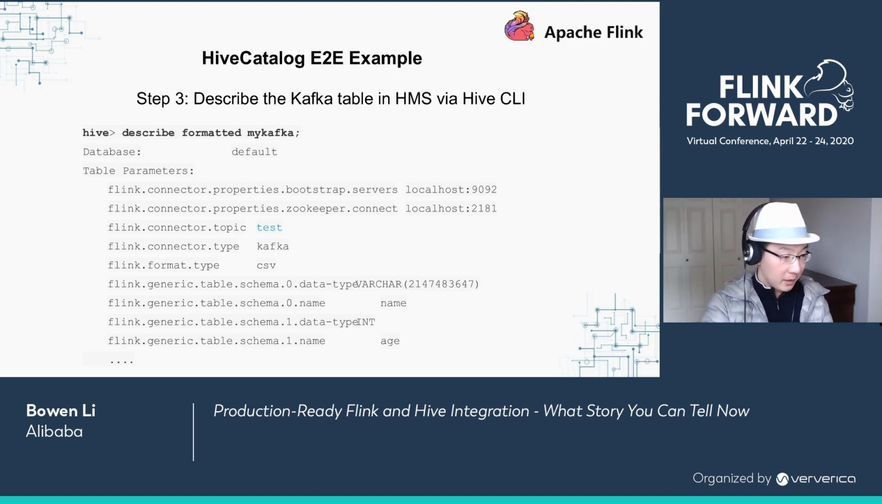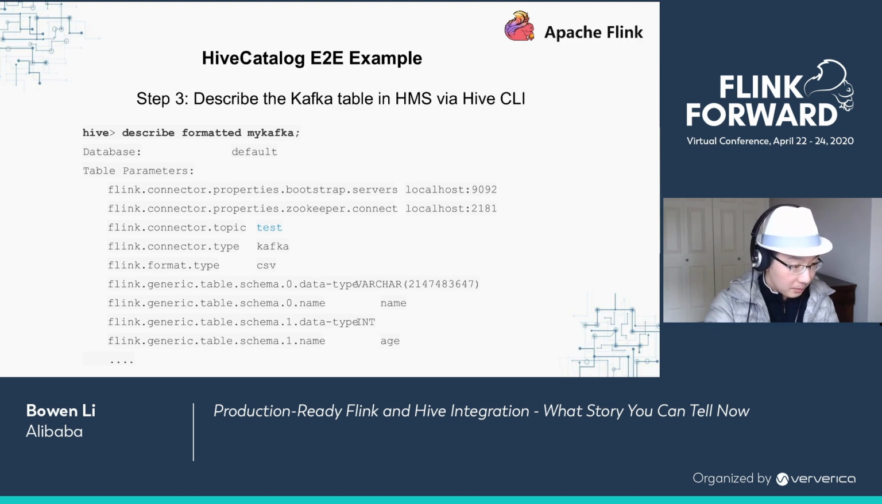You can see here, we log into the Hive CLI. Then we run describe formatted on my Kafka table. And you will see what Flink actually stores in the HMS. You can see that the Flink table has been serialized into a bunch of properties in the Hive table's parameters fields as just key-value pairs. For example, the servers, the connector, the topic, the type.